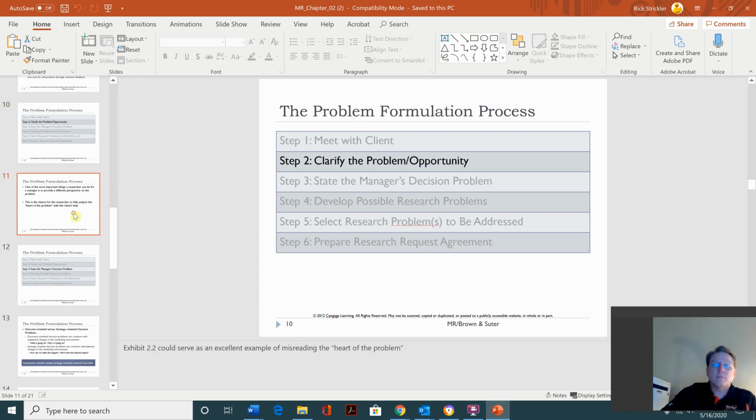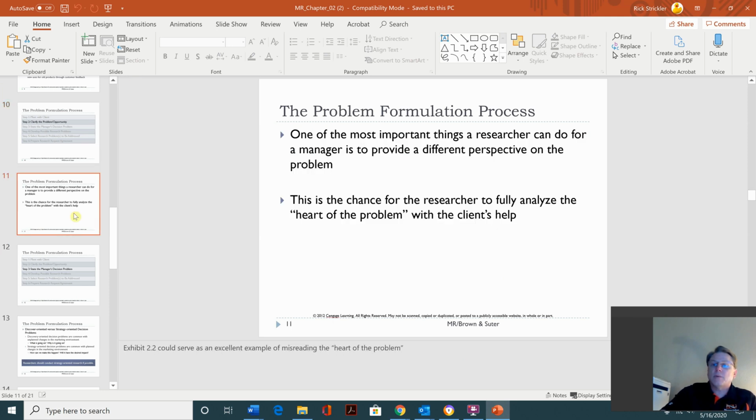Clarify the problem. One of the most important things a researcher can do for managers is to provide a different perspective on the problem. This is the chance for the researcher to fully analyze the heart of the problem with the client.